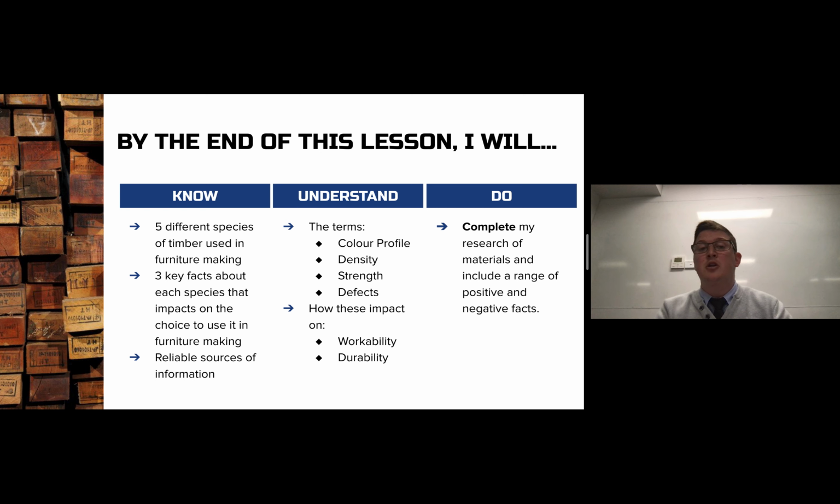You need to actually know these terms and understand how these terms impact a project. And that's the colour profile of the species of timber, the density of the timber, the strength, defects, workability and durability. So there's 6 key terms there that you need to understand the meanings of and how they are actually used to help determine which timber you're going to use for your project.